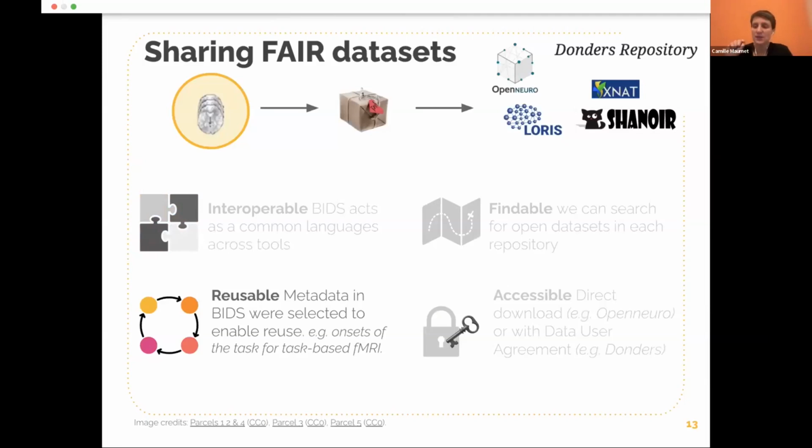And then the last letter is reusable, and this is extremely important. This is about the type of metadata that is shared. What's really nice about BIDS is that when it was built, the idea was to include just enough metadata that would be mandatory to make it possible to reprocess the data afterwards. A good example of that are the onsets of the task in task fMRI experiments. Those are typically not conveyed within our NIfTIs or within our DICOM files, and this is really something that BIDS has put next to the images. Yet this is crucial information if we want to process the task fMRI data.